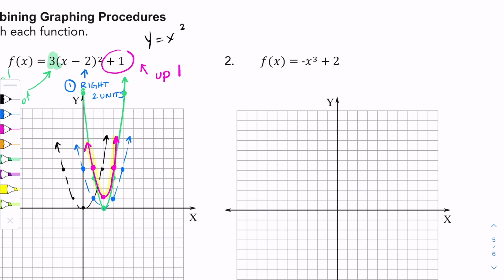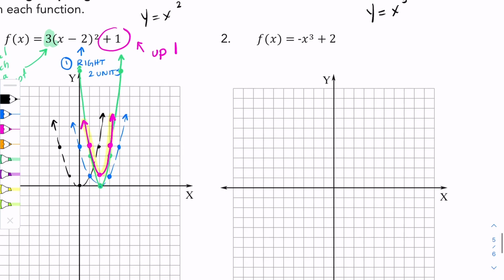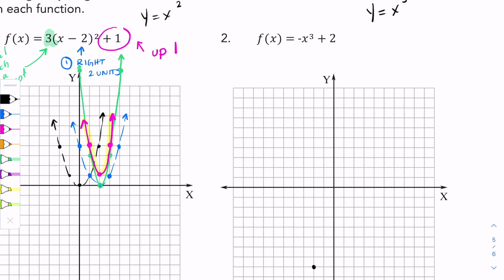Number 2, we have f of x is equal to negative x cubed plus 2. The parent function is x cubed and has points at (-2, -8), (-1, -1), (0, 0), (1, 1), (2, 8). Following the directions above, the first step would be left or right shift, which we do not have here.